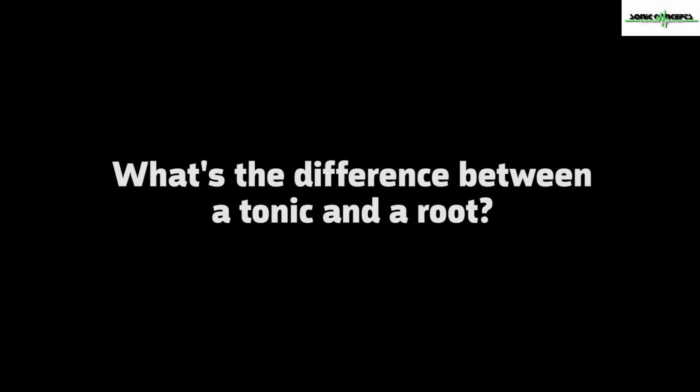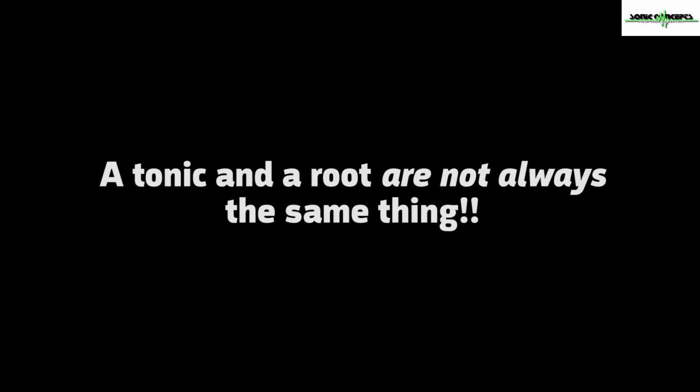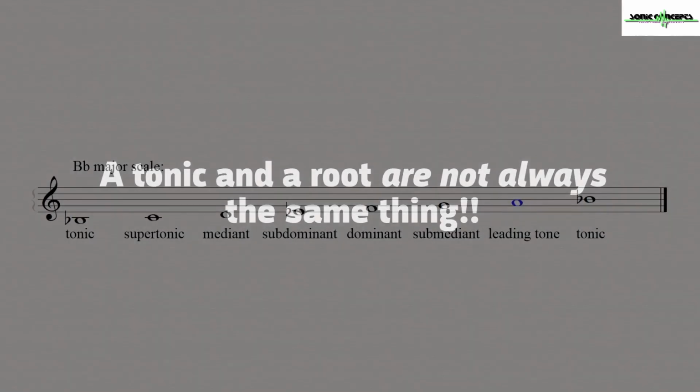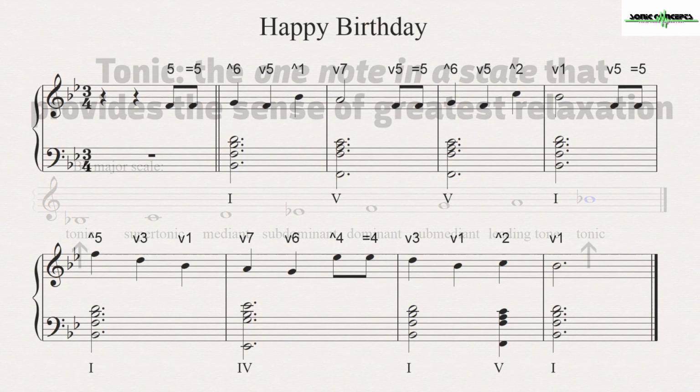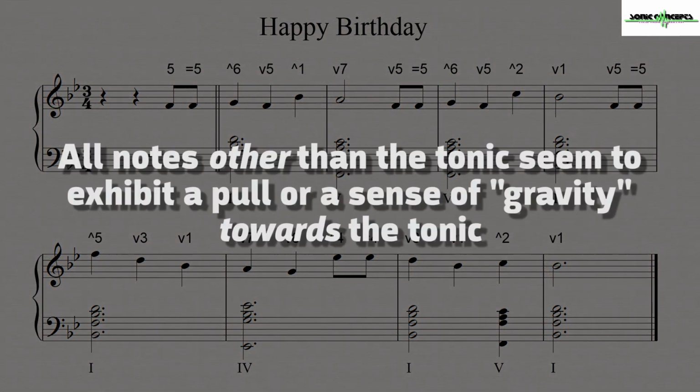It's critical that you understand the difference between a tonic and a root, as the differences are often confusing. Although similar, a tonic and a root are not always the same thing. Remember that a tonic is the one note in a scale that provides the sense of greatest relaxation. As we demonstrated in the Happy Birthday example, all notes other than the tonic seem to exhibit a pull or a sense of gravity towards the tonic.